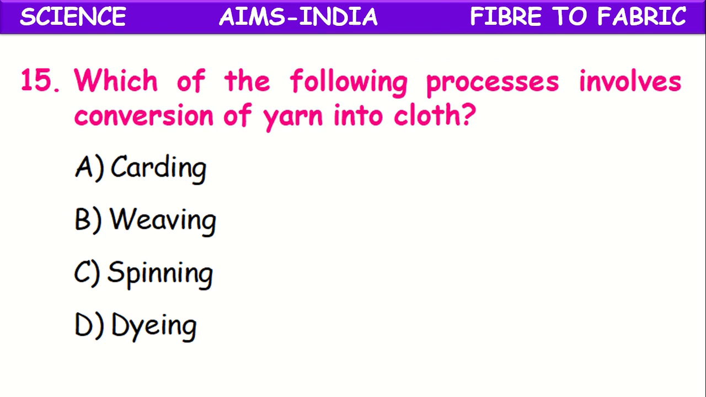Next, which of the following processes involves conversion of yarn into cloth? Actually, yarn is made into fabric or cloth by the processes called either weaving or knitting. See, which is given between these two here? It is given weaving. The process by which two or more yarns are made into a cloth directly is called weaving. In some other process, only one yarn is made into cloth or fabric. That is called knitting. So by these two processes, cloth is made from yarn. So one of them is weaving.